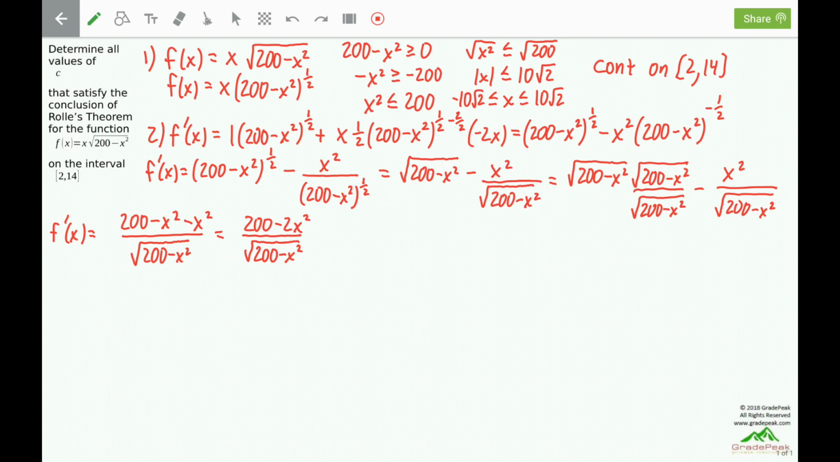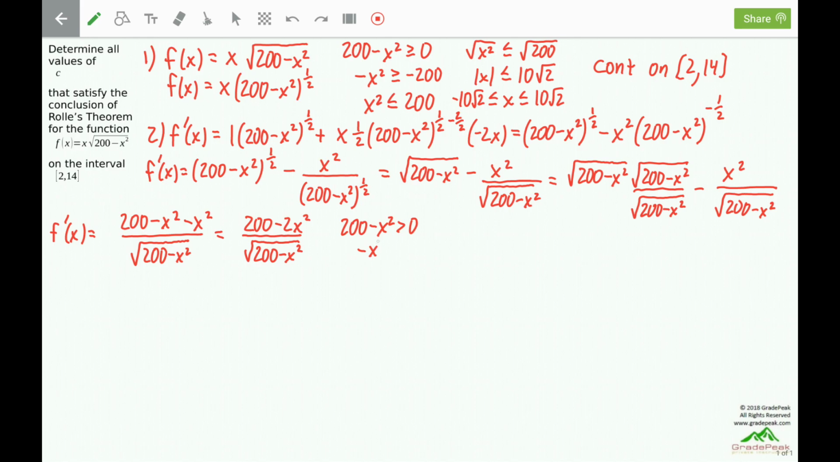200 minus 2x squared divided by the square root of 200 minus x squared does not exist everywhere, because what's inside of a square root has to stay greater than or equal to 0. But because the square root is in the denominator and the square root of 0 is 0, we cannot have it be equal to 0. It has to stay greater than 0. So that 200 minus x squared has to be greater than 0.